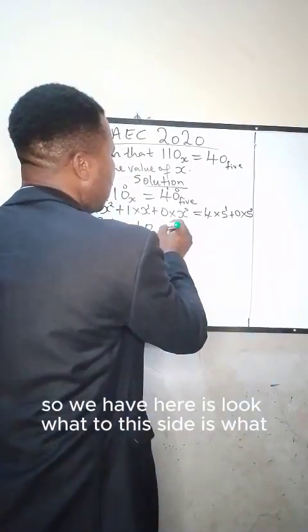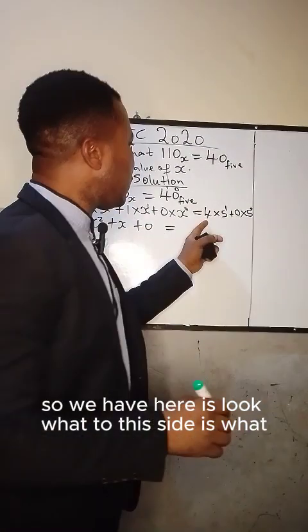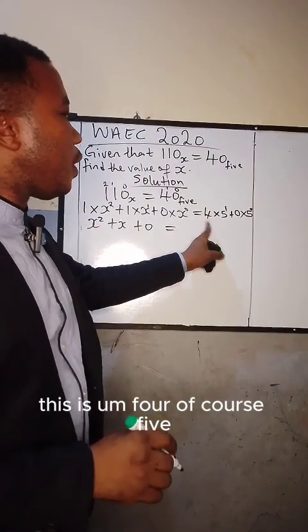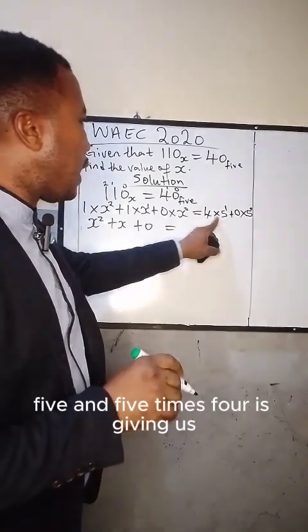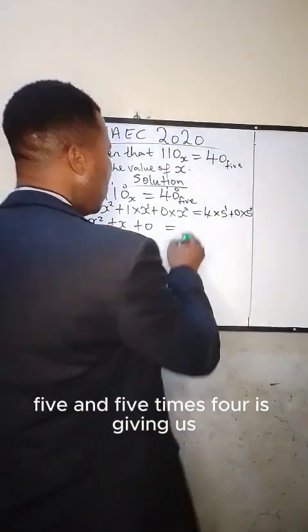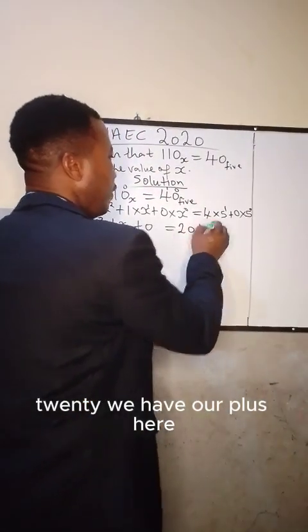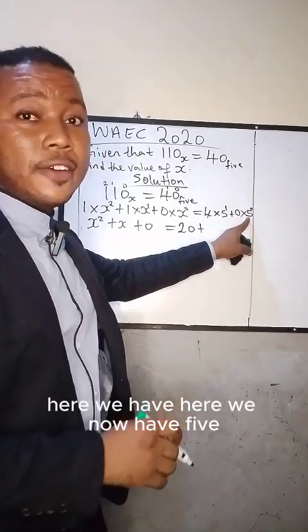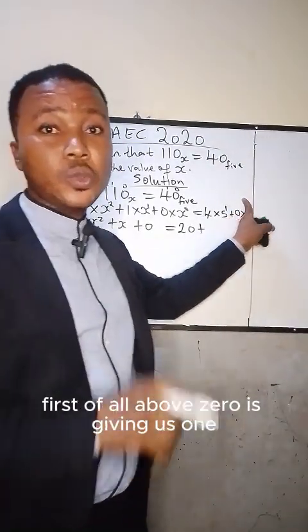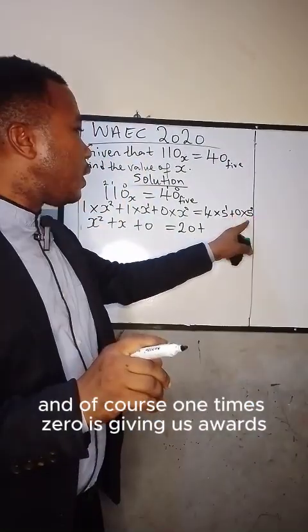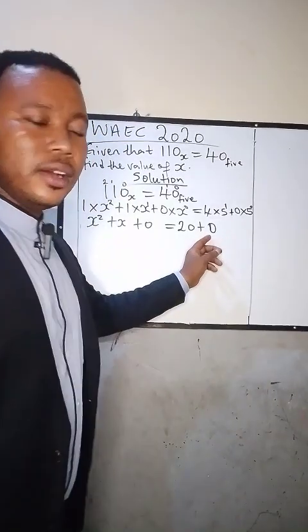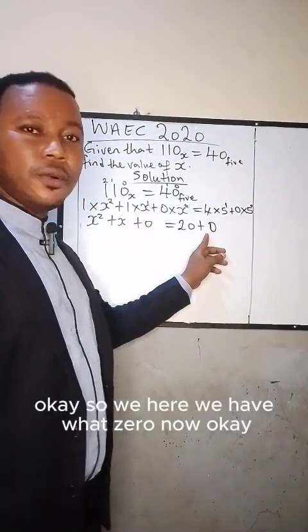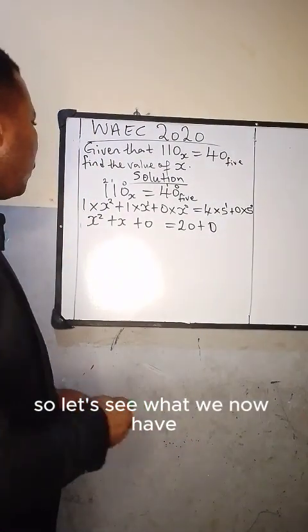So we have here is equal to, this side is 4. Of course, 5 raised to the power of 1 is still giving us 5, and 5 times 4 is giving us 20. We have our plus here. Here we now have 5 raised to the power of 0 is still giving us 1, and of course, 1 times 0 is giving us 0 now.